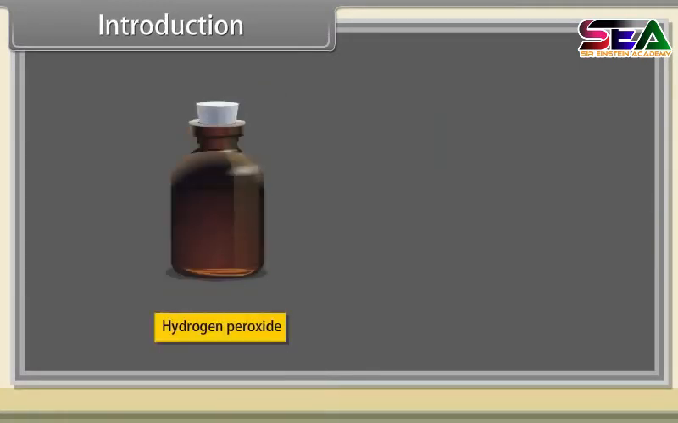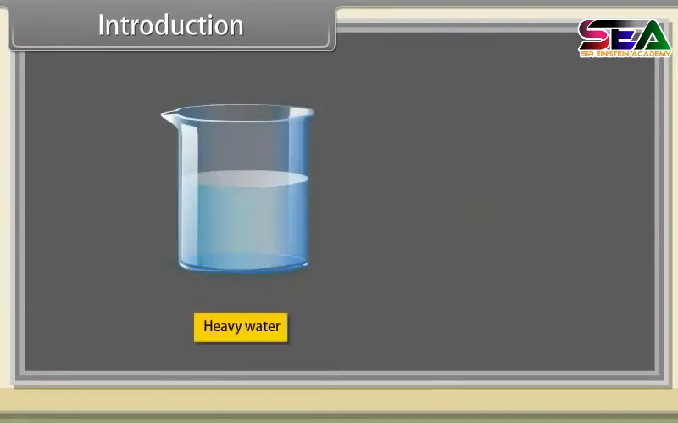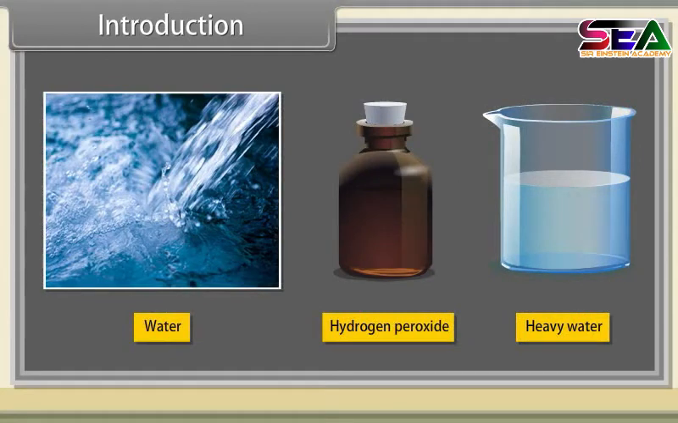Hydrogen peroxide is a combination of hydrogen and oxygen. Its chemical formula is H₂O₂. Heavy water is a deuterium oxide. It is another form of water which contains hydrogen deuterium isotope. So, throughout this module we will learn water, hydrogen peroxide and heavy water.